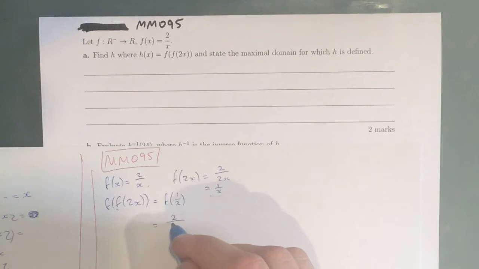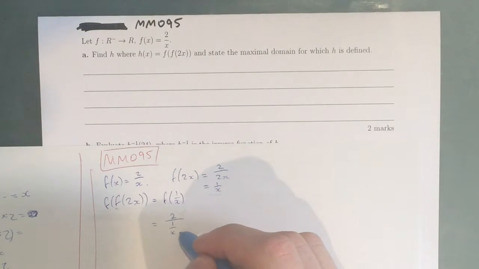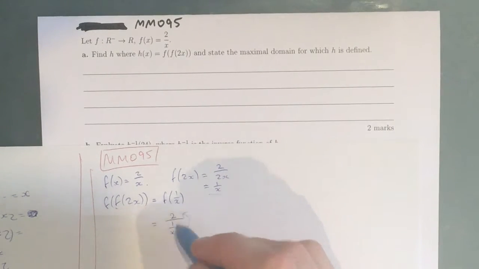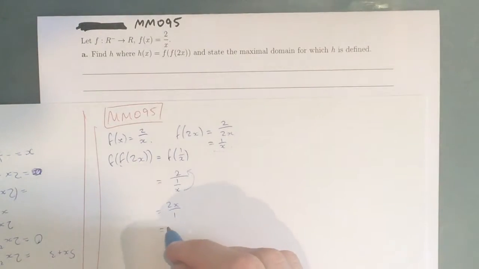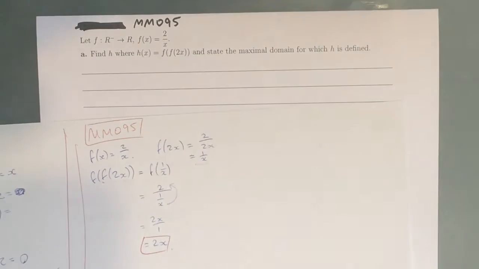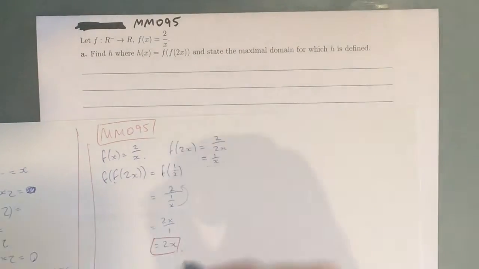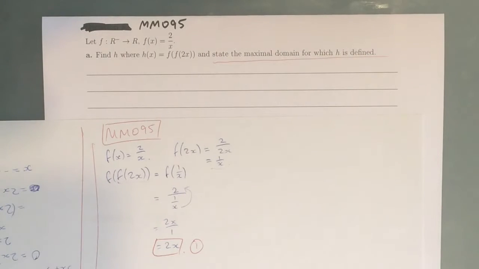So we get 2 over 1 over x. One of the rules of a fraction like this is we take this x and multiply it by the front, which means we get 2x over 1, which means we get 2x, which is our final answer. So that's our 2x. However, we still have one more thing to do. So this is our first mark here, and our second mark is stating the maximal domain for which h is defined. So normally, actually, I've forgotten something.